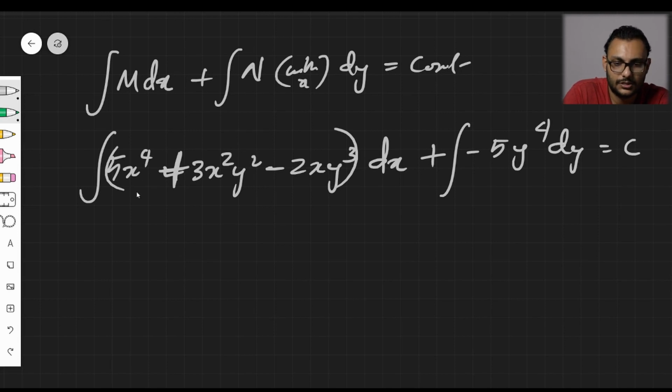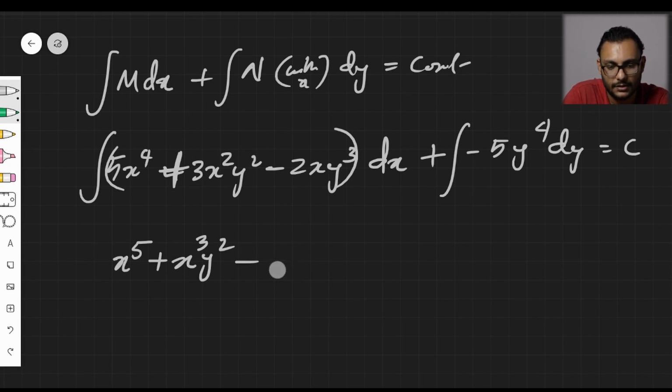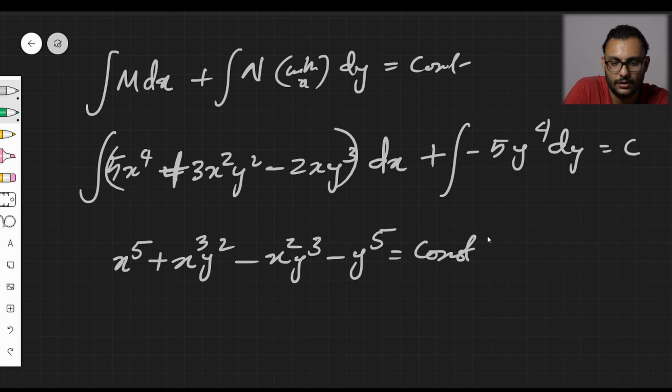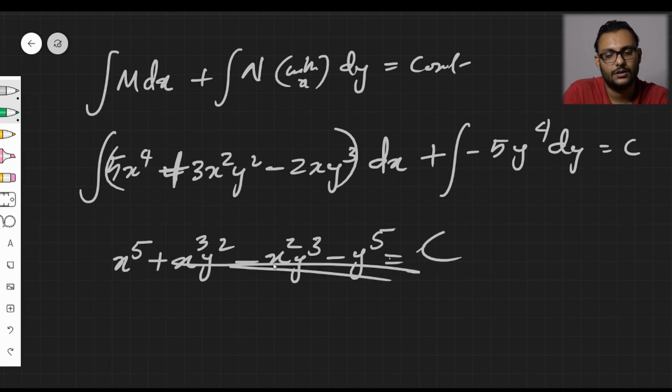Integrating this with respect to x, we will get 5x^4 will give 5x^5 by 5, that is x^5, plus x^3y^2, minus 2, sorry, 2 got cancelled, x^2y^3, minus y^5, equal to a constant, that is c. This will be the solution of our differential equation. So I think you all got my point.